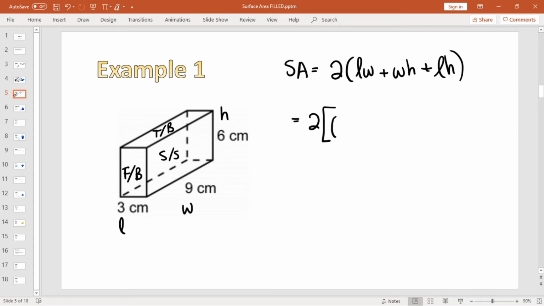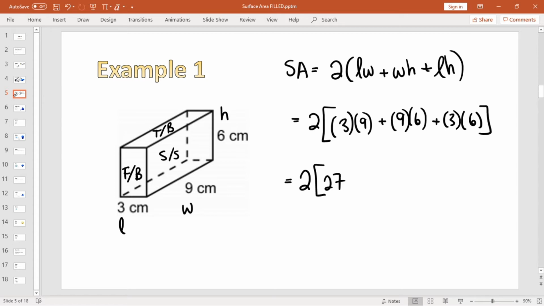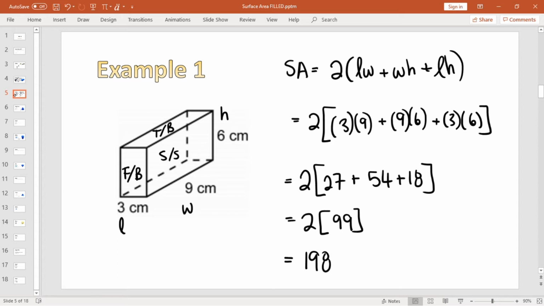So I said L was 3. 3 times 9 for W. W is 9, height is 6. L is 3, height is 6. So respecting order of operations, you have to multiply everything by 2, but first you have to do some multiplying inside. And then because of the brackets, you have to do some addition inside. 27 plus 54 plus 18. It doesn't matter what your brackets look like, I just give them different looks to try and tell them apart. 198. You started with centimeters, you end up with centimeters squared.